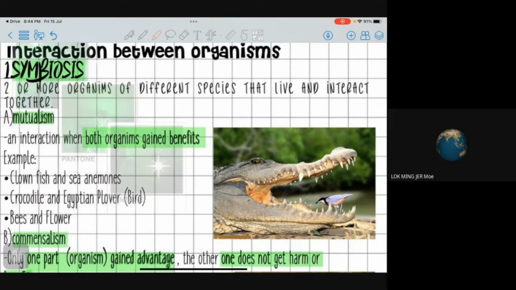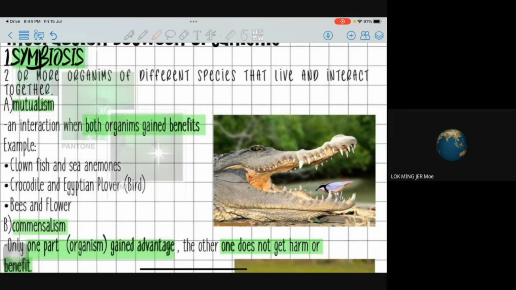Both benefits. Yeah, very good. Mutualism means both gain benefits. For example, crocodile and the bird. Okay, because the bird does what? Yeah, they get food from the teeth, and then the crocodile did what? Eat the bird. Yes, crocodile can what? Good. Teeth.